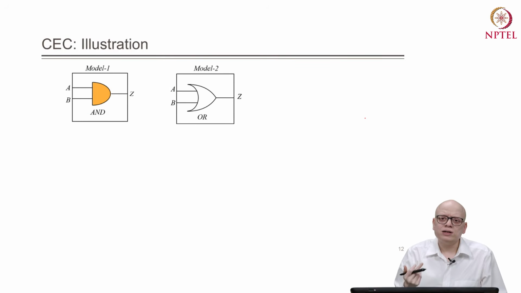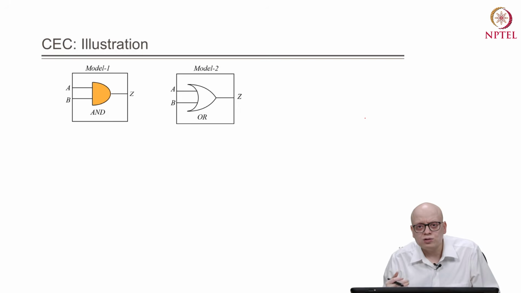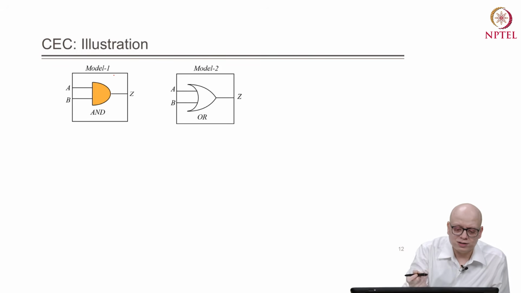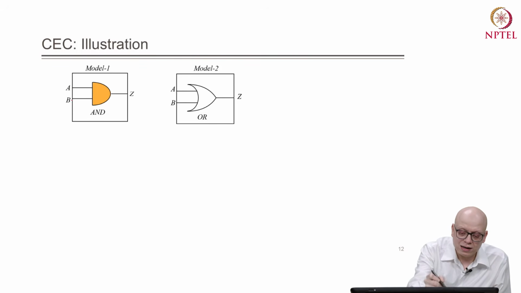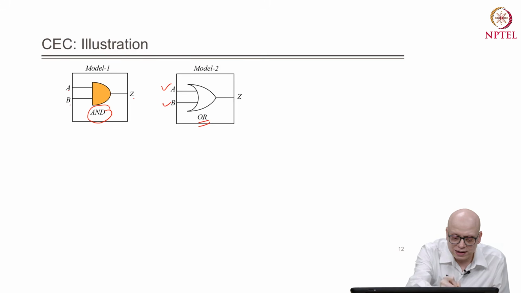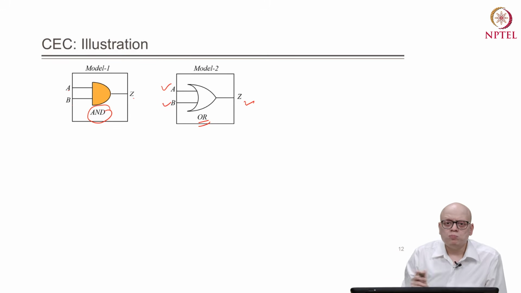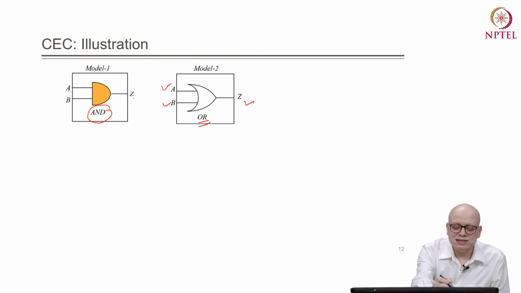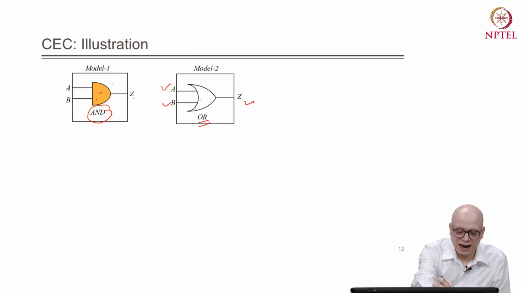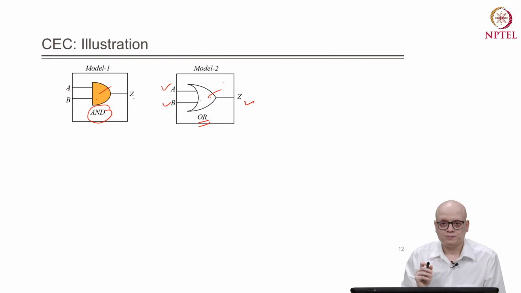Now, let us look into an example to illustrate how the miter works. Suppose we had two models. In one model we have inputs A, B and the output is Z, using an AND gate. In another model there is an OR gate, with the same inputs A and B and the output Z. Port matching will happen by name, so no problem at all. And we can easily see that these two models are not equivalent. Why? Because this is an AND gate and here we have an OR gate.